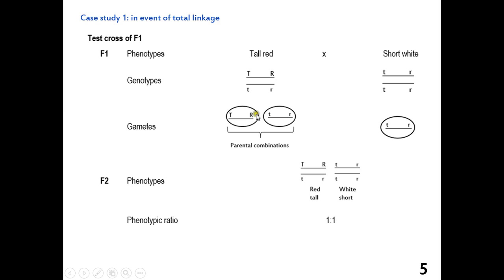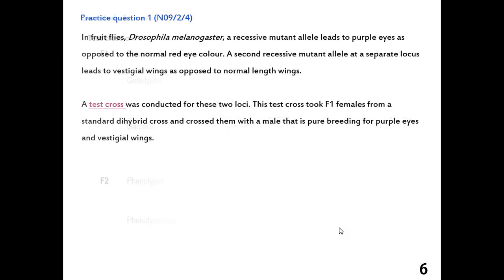When you bring in the idea of these 2 gametes as well as the gamete from the short and white plants to form the F2, you will see just these 2 possible phenotypes in the F2 plants. The ratio expected will be 1:1. Let's go into the first practice question 1. Take some time to read through this question.